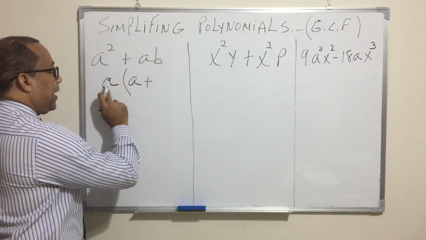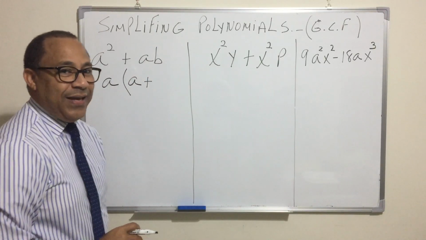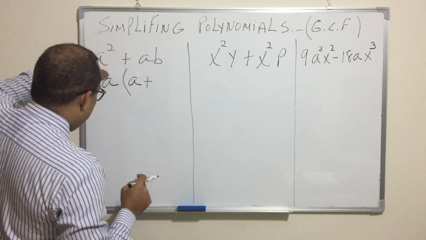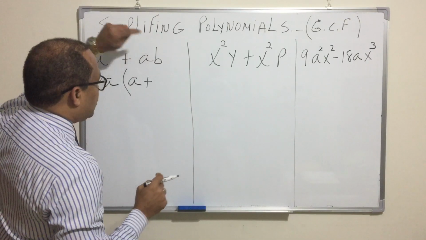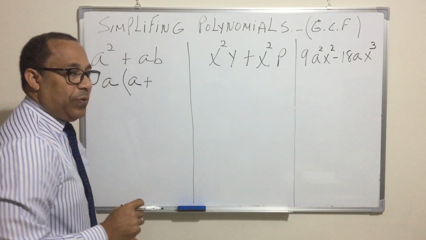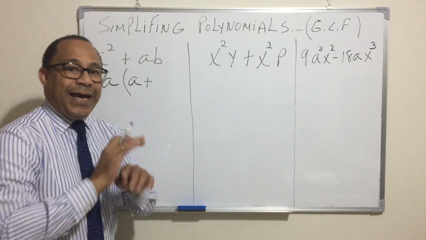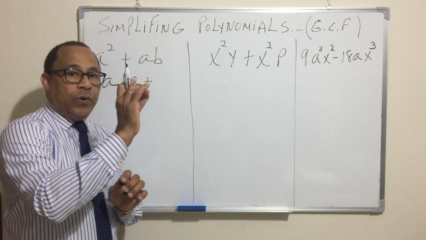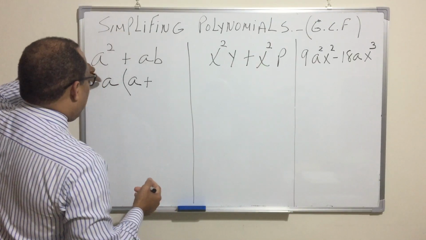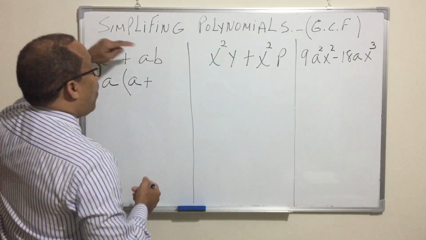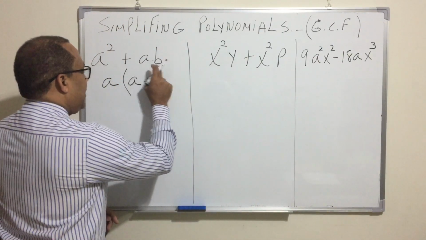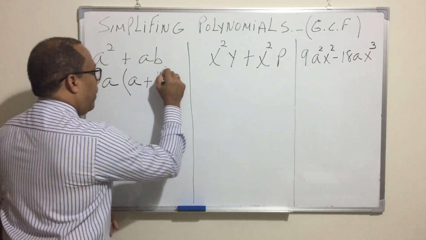AB divided by a, let's see what happens here. I need to divide a and a. When dividing, we subtract exponents. This is 1 minus 1. This will be a to the 0. And any expression to the 0 power is equal to 1. So when you divide, a divided by a equals 1. 1 times b is b. ab divided by a equals b.